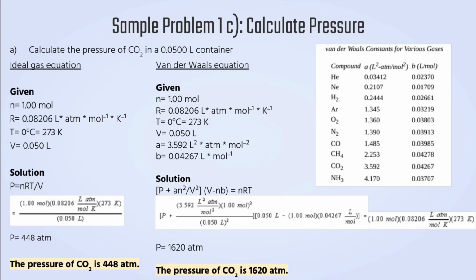When the volume is very small, such as in this question, the pressure is very high, which results in the volume occupied by CO2 molecules being large. Therefore, the pressure value calculated by the van der Waals equation is greater than the value calculated by the ideal gas equation.